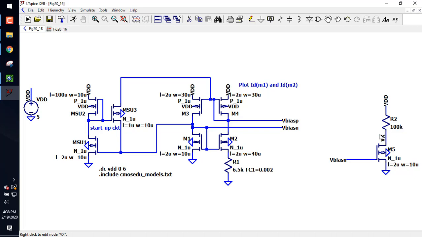Okay, but what's the current flowing in M5? 20 microamps. That's a current mirror. This node is connected to this node, so it's mirroring the current here. If I have 20 microamps, and I pull 20 microamps through 100K, what's the voltage drop across the 100K? 2 volts. So what is Vx? Be careful if VDD is 5. 5 minus 2 or 3.